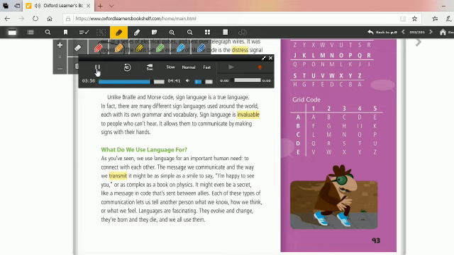What do we use language for? As you've seen, we use language for an important human need, to connect with each other. The message we communicate and the way we transmit it might be as simple as a smile to say, "I'm happy to see you," or as complex as a book on physics. It might even be a secret, like a message in code that's sent between allies. Please circle the word allies.